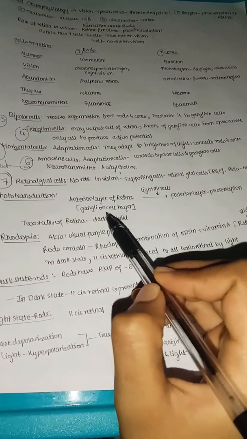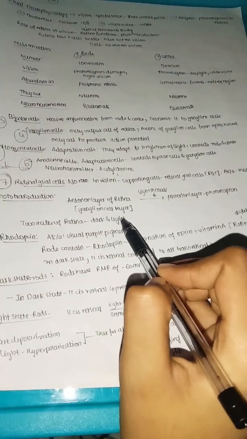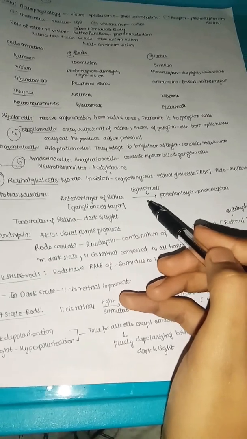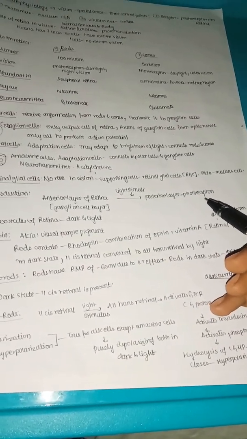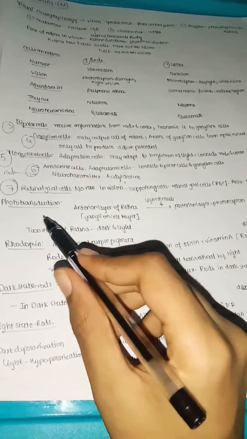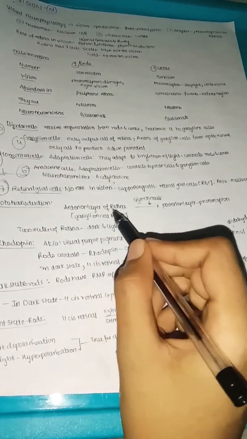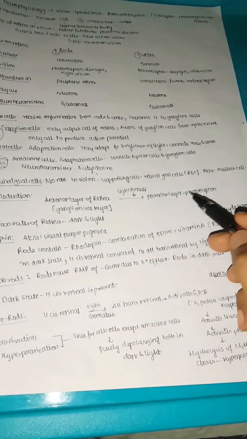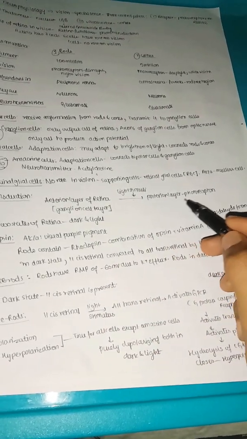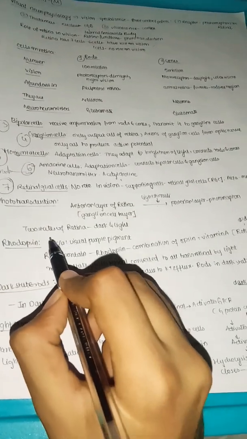Now let us see the process of phototransduction. Mainly, the anterior layer of the retina, the ganglionic cell layer, in the presence of light stimuli, converts into the posterior layer, the photoreceptors. You can see the phototransduction process, and there are 2 states of retina, dark and light.